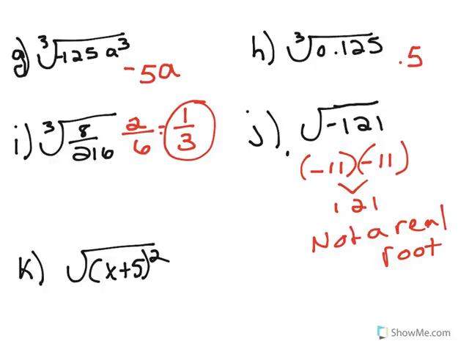Okay, and the last example is the square root of x plus 5 squared, and that simply just becomes x plus 5.